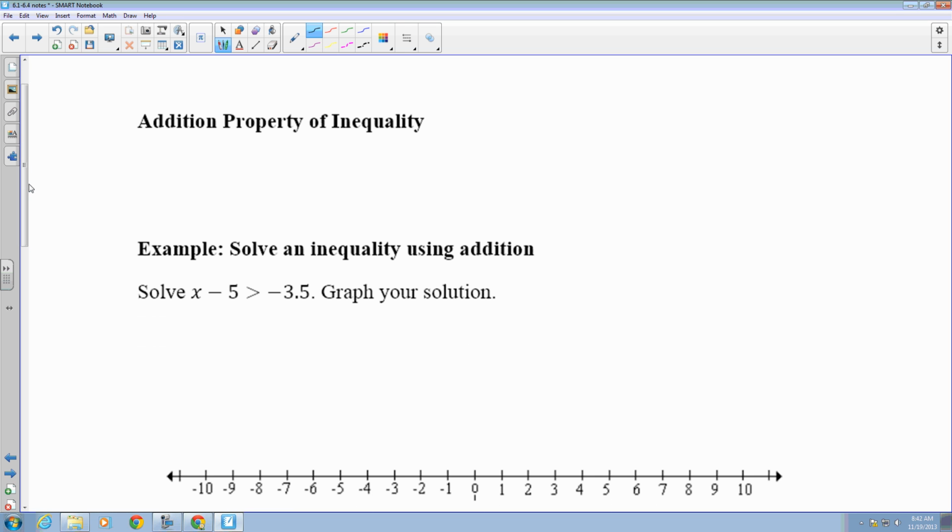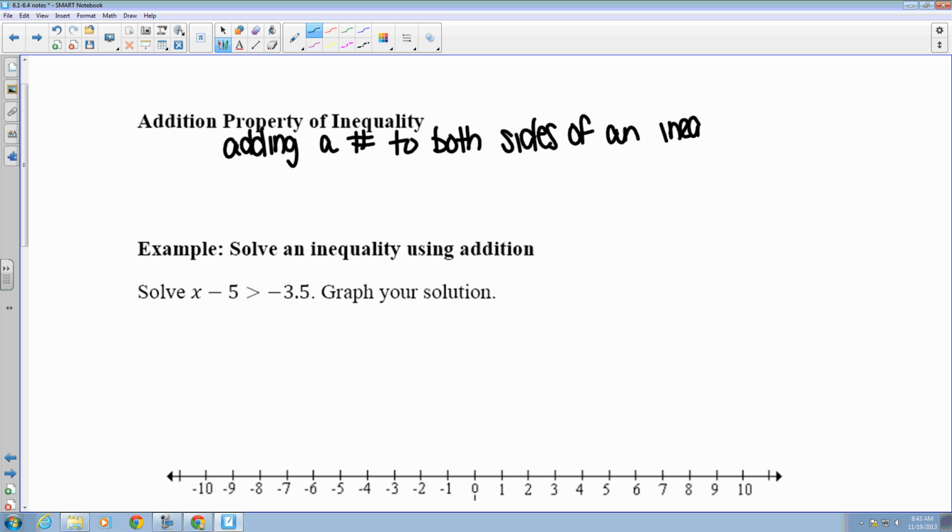Okay, the addition property of inequality. Adding a number to both sides of an inequality makes an equivalent inequality. So we can do that just like with equations.